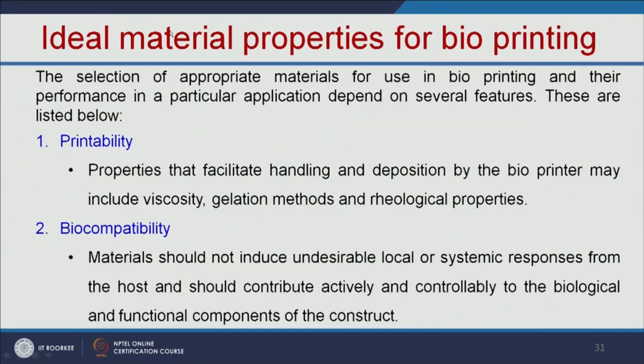Let us see the ideal material properties for bioprinting. The selection of appropriate materials for use in bioprinting and their performance in a particular application depends on several features. The first one is printability, that is the properties that facilitate handling and deposition by the bioprinter, and it may include viscosity, gelation methods and rheological properties. The next one is biocompatibility. The printed organ should be compatible with the biological system. The materials should not induce undesirable local or systemic responses, and should also contribute actively and controllably to the biological and functional components of the construct.